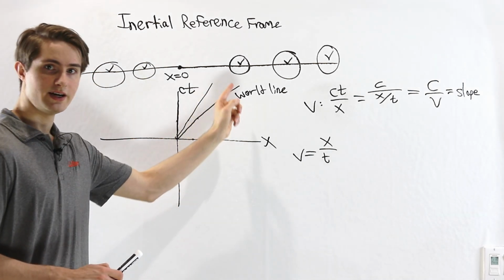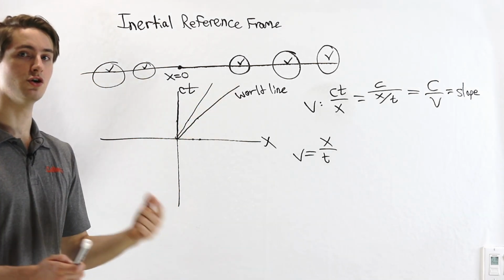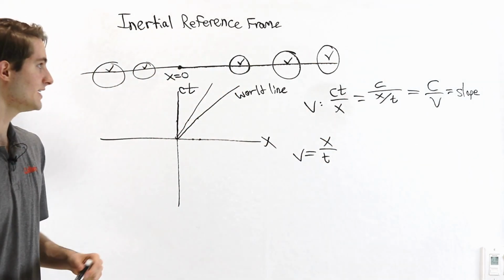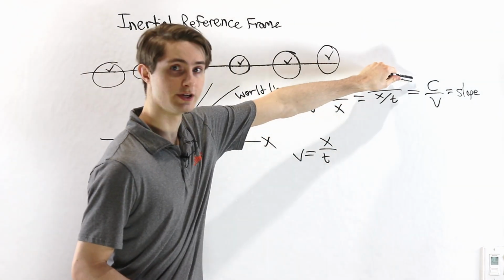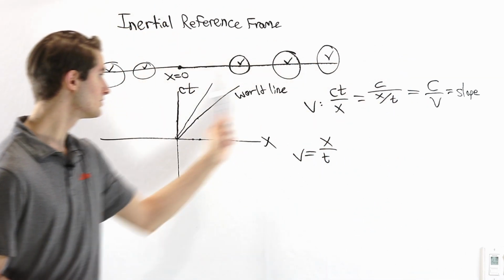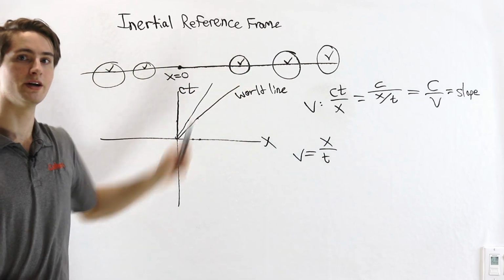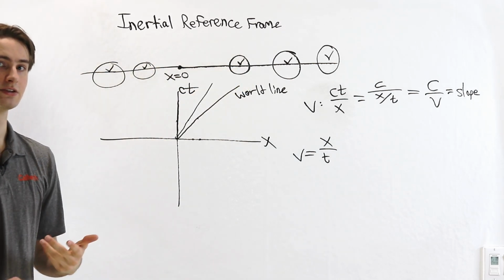So any of these lines is going to have slope c over v. And of course, if the velocity is less than the speed of light, then this numerator is going to be bigger, which means our slope is going to be greater than 1. And the slope is exactly 1 when an object moves at the speed of light.